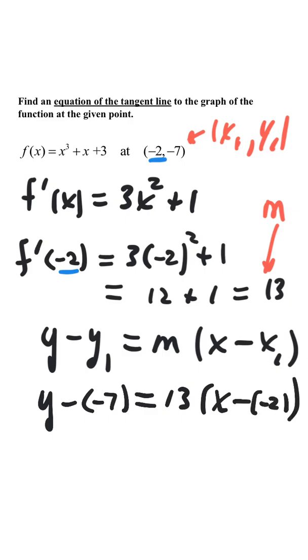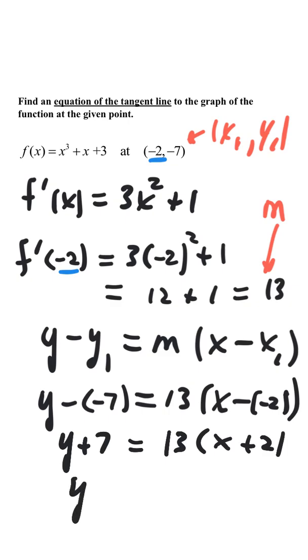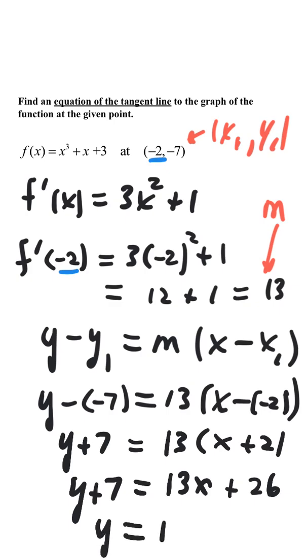If you want to go ahead and call those +7 and +2, that's fine. Just be careful with your signs whenever you're working these problems. We're going to get y plus 7 equals 13 times x plus 2. Distribute 13. Subtract 7 from both sides. 26 minus 7. And that gives us our tangent line.